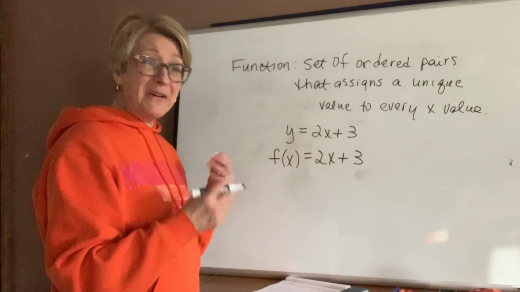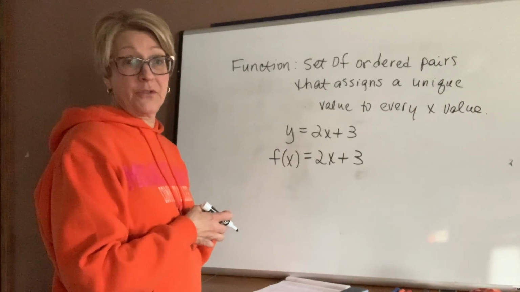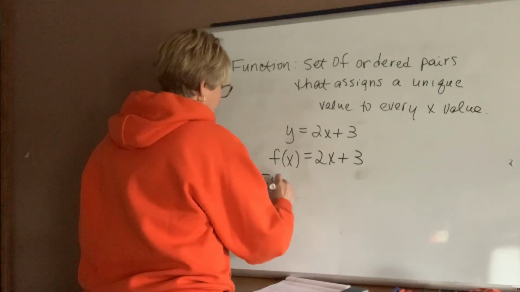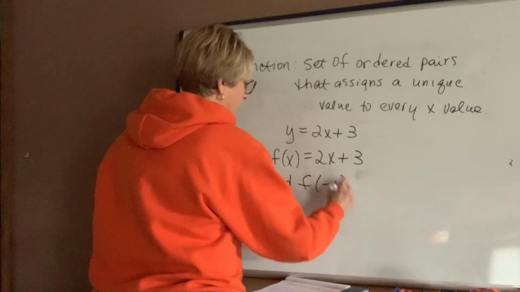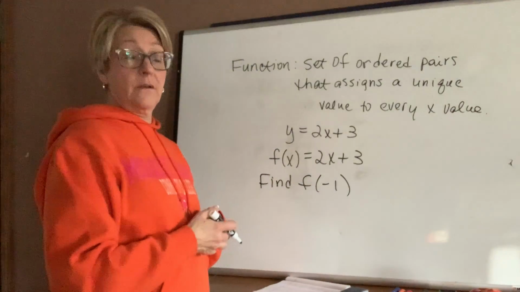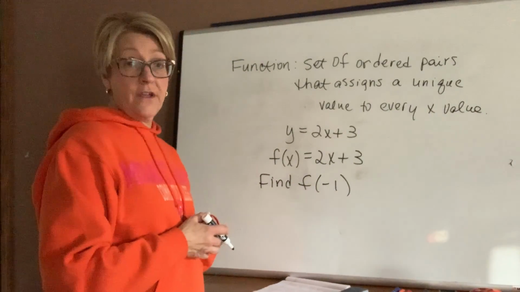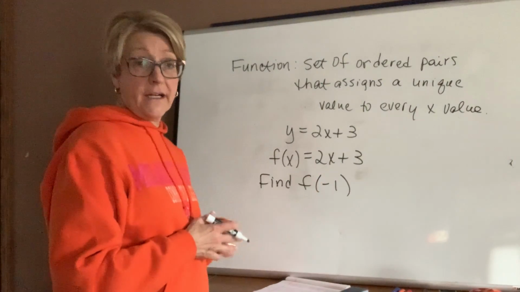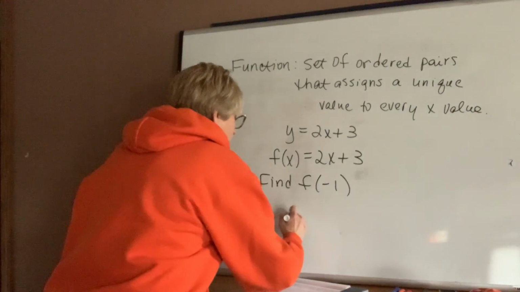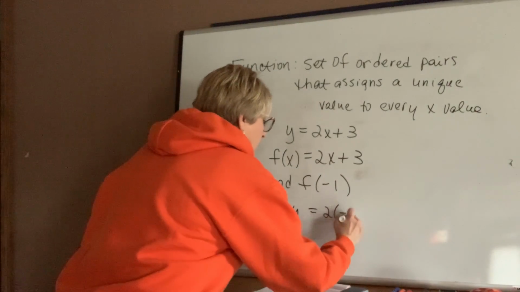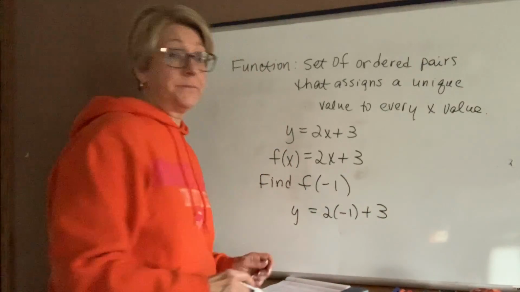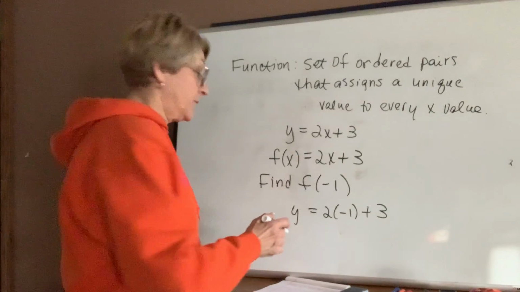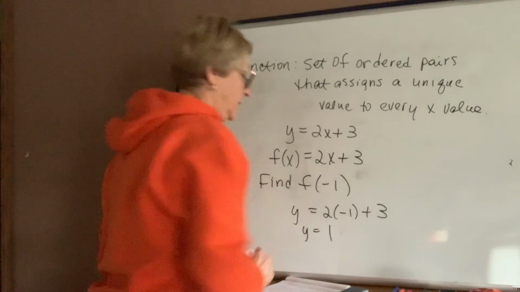Function notation allows me to kind of quickly ask you to do a calculation. So I can say find f of -1. What does that mean? That means find the y value when I plug in -1 for x. So here's what I'm going to find. So 2 times -1 is -2. -2 plus 3 is 1.